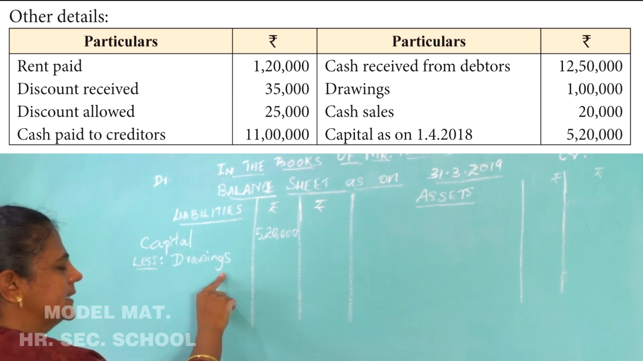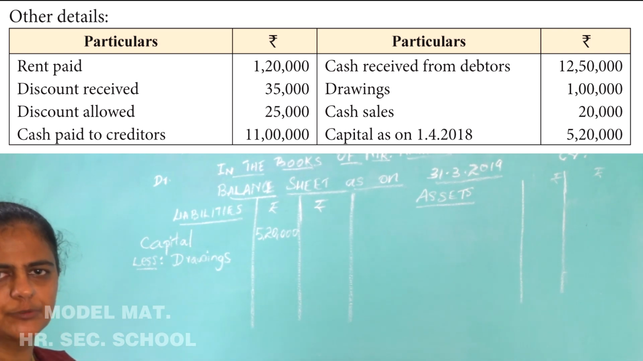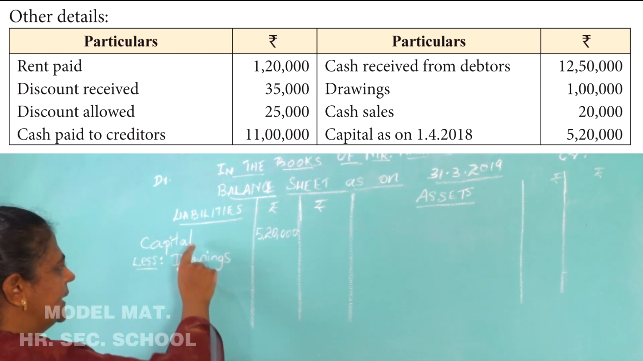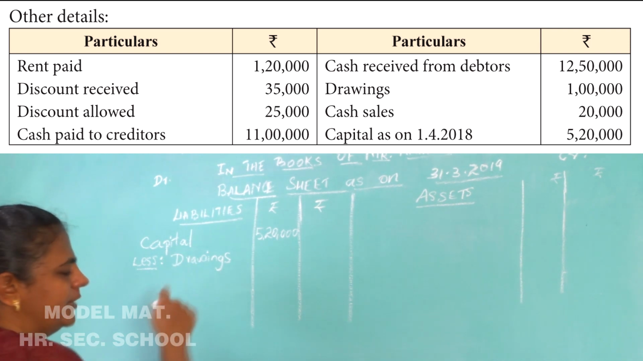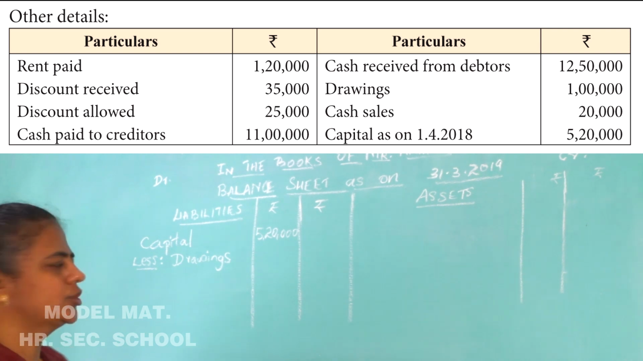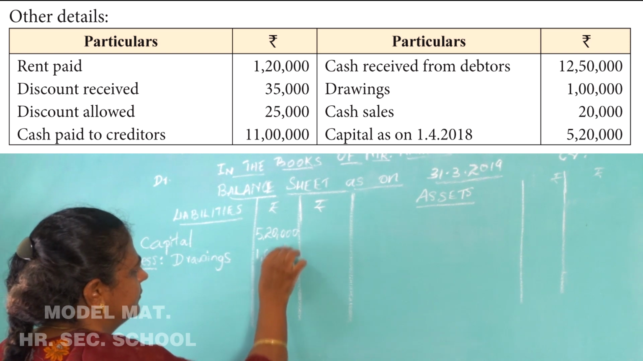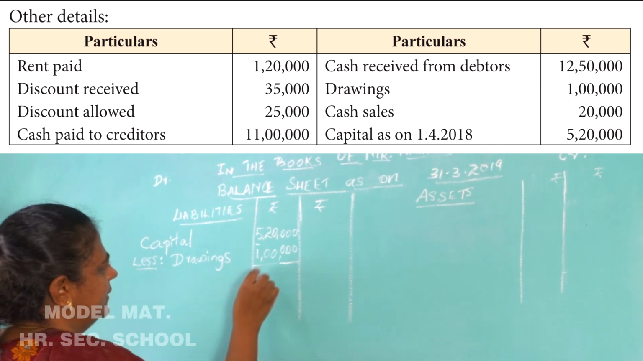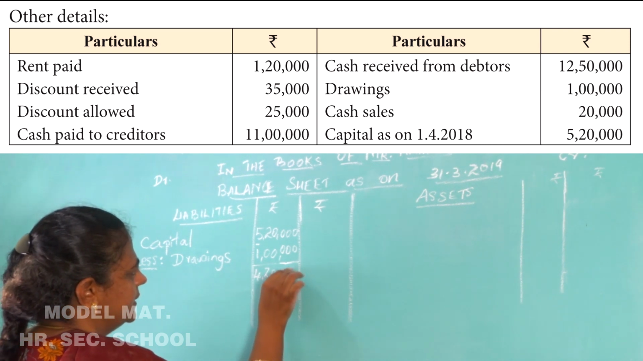What is this drawings? Drawings is the amount withdrawn by the proprietor for his personal use. From where will he be drawing the amount? He will be taking it from the capital. So, that should be subtracted. When the proprietor withdraws the money, the capital gets reduced. Drawings 1 lakh. So, subtract and write it in the inner column again, 4,20,000.